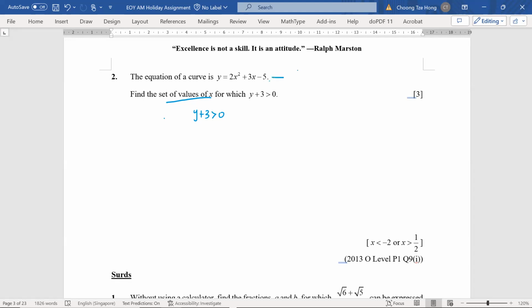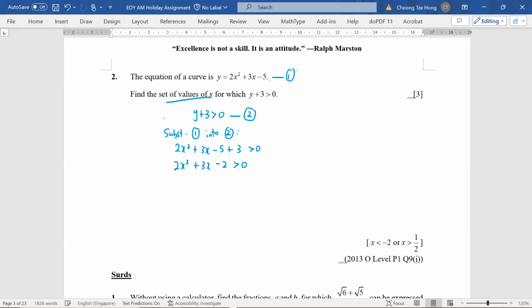So actually we can call this equation 1, and this inequality we can call inequality 2. All we need to do in order to introduce x into the inequality is to do a substitution. So we substitute equation 1 into inequality 2, and just like this, we will get 2x squared plus 3x minus 5 plus 3 greater than 0. If we simplify a bit, we will be able to get this.